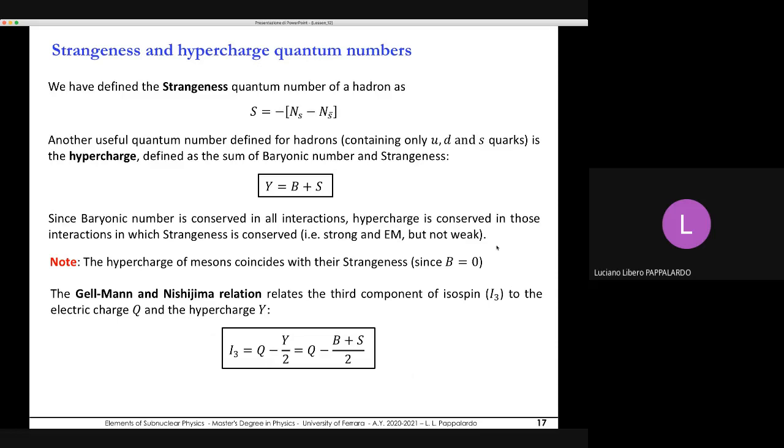Now, this rule that you find here, the Gell-Mann–Nishijima relation, relates the third component of isospin, I3, to the electric charge of the baryon and to the hypercharge of the baryon. You can write this explicitly in terms of the baryonic number and strangeness quantum number. So you can relate the third component of isospin with the electric charge, the baryonic number, and the strangeness of your hadron. We'll do an exercise about this.